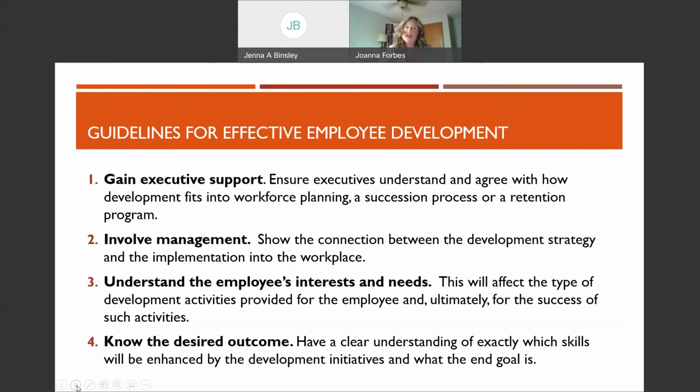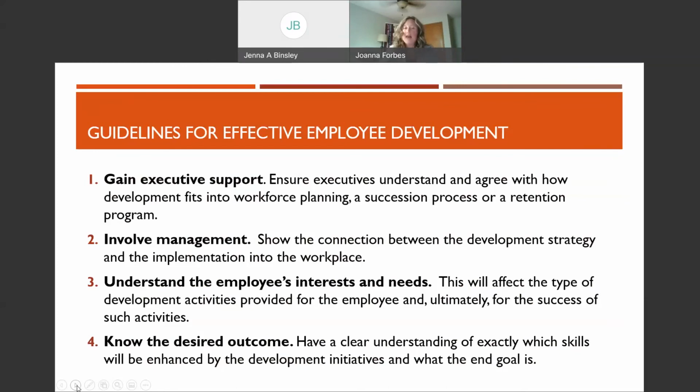We want to make sure that everybody understands how this is important and how this is part of the overall organizational strategy and how it fits in. And one thing up there I have is succession process. This is a huge piece to employee development, and we're going to be talking about succession planning here in a minute. But it's so important to make sure that everybody's on board. And by everybody, I mean number two here, and that's your manager.